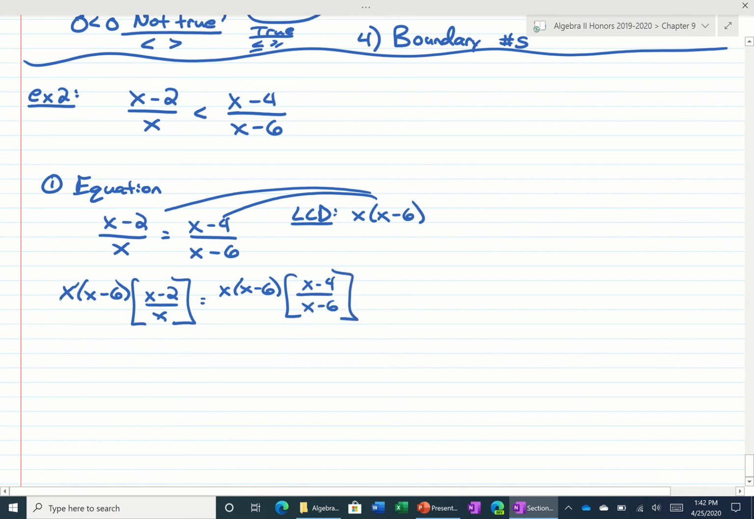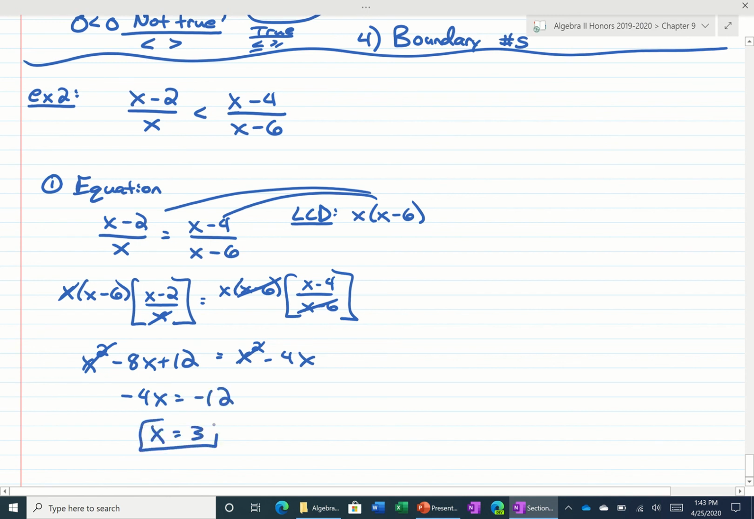Okay. Well, the x's cancel. And if we FOIL that out, that would be x squared minus 8x plus 12. And over here, the x minus 6 cancels. We get x squared minus 4x. Get everything on the same side. And I'm getting x is equal to 3. Okay, so that's one of the numbers we're going to have to use.